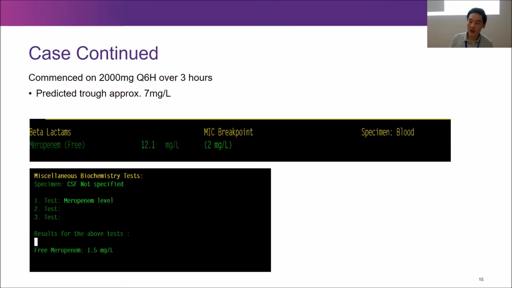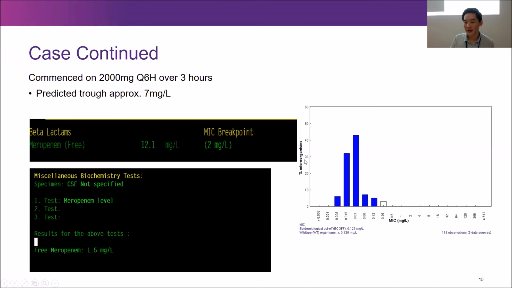So it's not exactly our target of 2 that we were aiming for in blood, but we were pretty happy with that. Because if I bring you back to this particular table here, we can remember that even though we're aiming for 2, the majority of Enterobacteriaceae are actually quite sensitive to meropenem. So this concentration of 1.5 would probably cover most strains of Enterobacteriaceae, even if it's in the CNS.